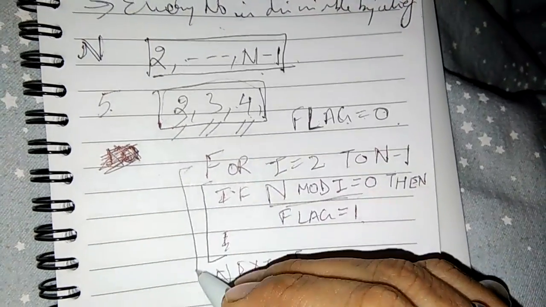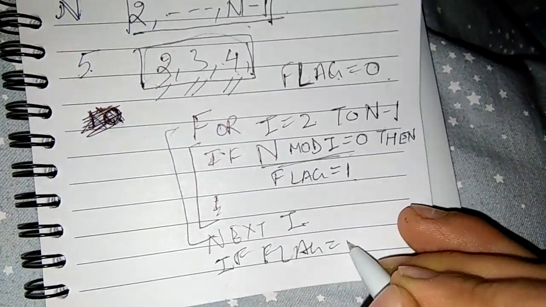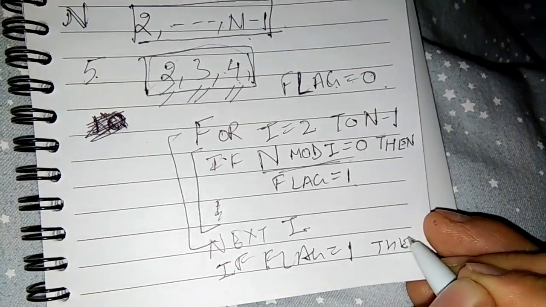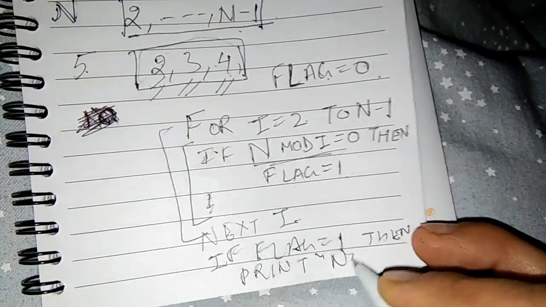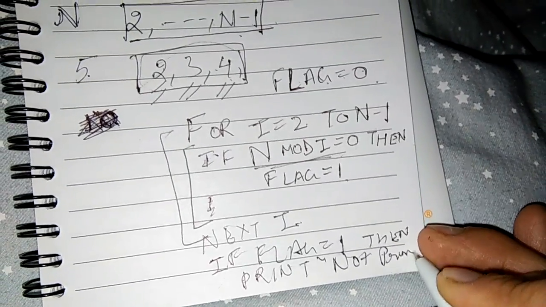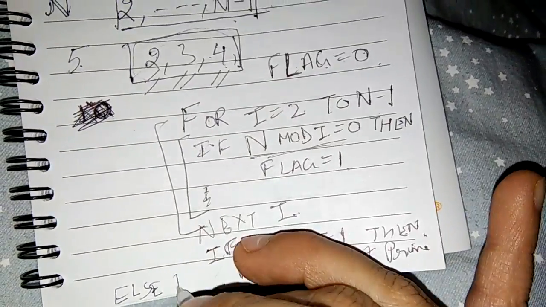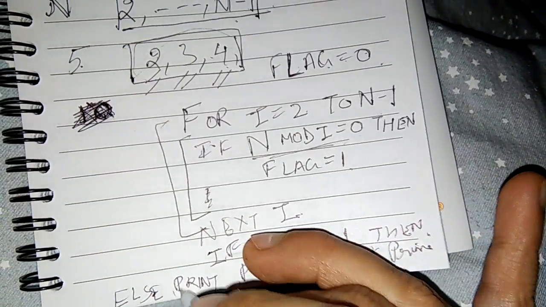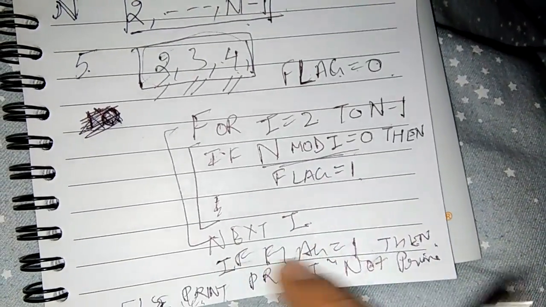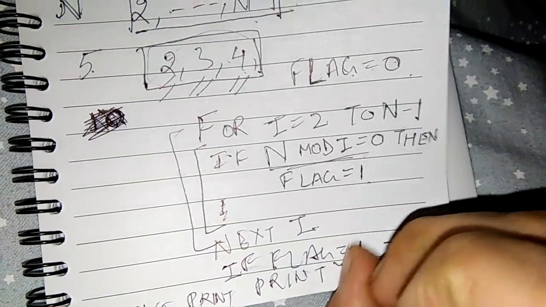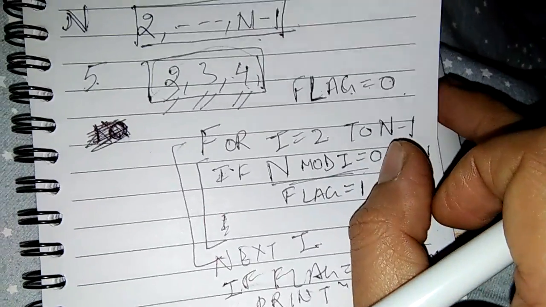And after this loop, I will check if flag is equal to 1, then not prime. Else print prime. If the value of flag is 1, it has changed, then the number is not prime. If the value remains unchanged, then it is a prime number.